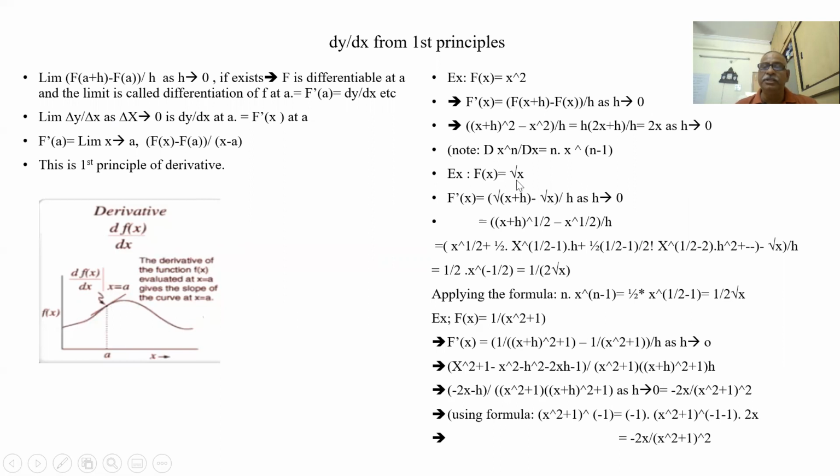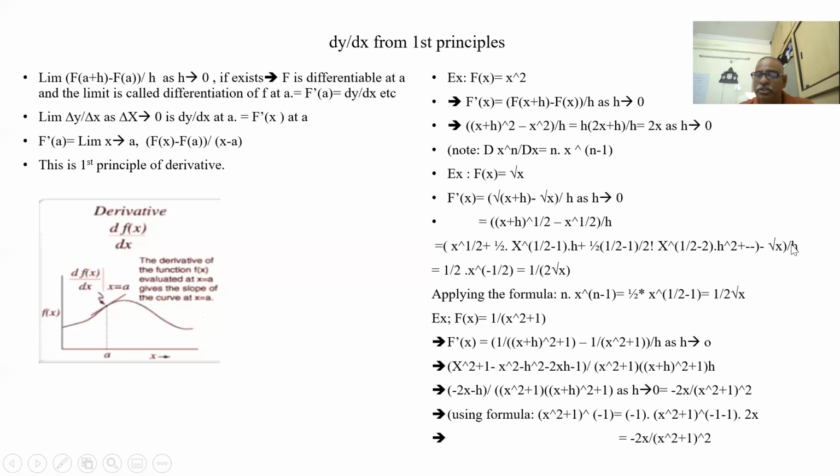Okay. Now let us see root x. Root x means x to the power of half. So again, root of x plus h minus root of x, by h, as h tends to 0. So we know the binomial expansion. X to the power of half plus half into x to the power of half minus 1 into h plus half into half minus 1 by 2 and so on. Suppose this is n: x to the power of n plus nC1 into x to the power of n minus 1 into h to the power of 1 plus nC2 into x to the power of n minus 2 into h to the power of 2. Like that is the expansion.